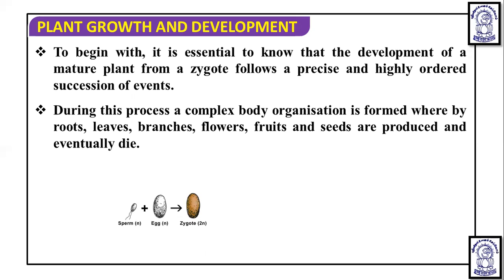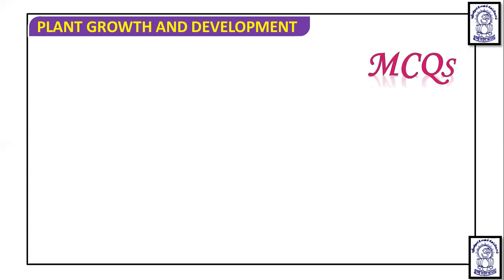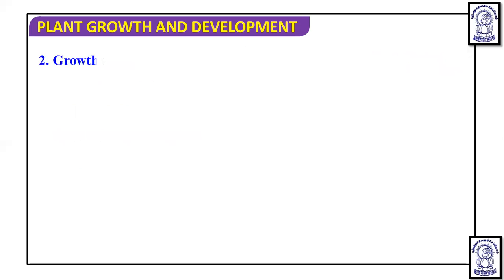And for the formation of the zygote also, we know that a sperm and egg cell fertilize and form a zygote, and this zygote is going to form a new plant. And obviously the zygote is present in the seed and forms an embryo and further development takes place. So here a seed is obviously derived from the ovule, so it is nothing but a matured ovule.